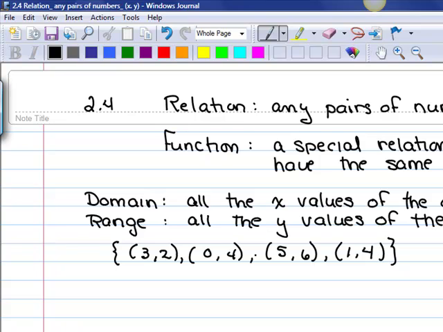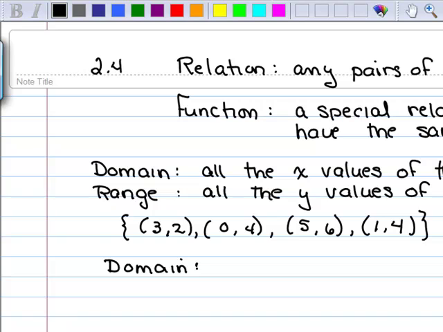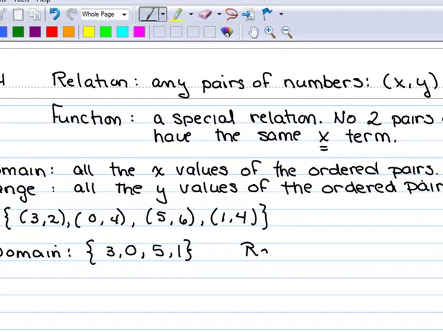These ordered pairs have a domain, and the domain for this set are the x values found in each of these pairs. So 3, 0, 5, and 1. And the range of this relation would be all of the y values. So we've got 2, 4, 6. Now we don't have to write the other 4 in here because we already have it in the set.